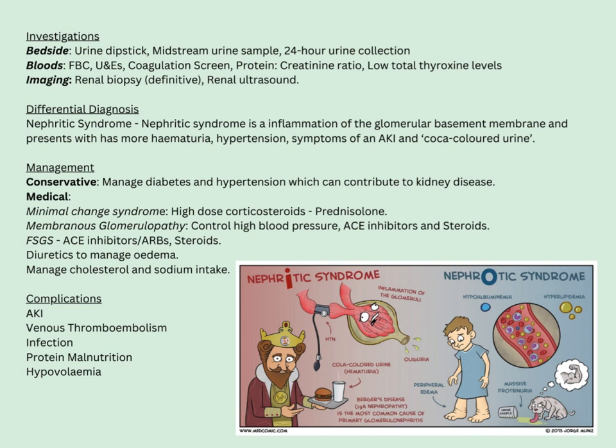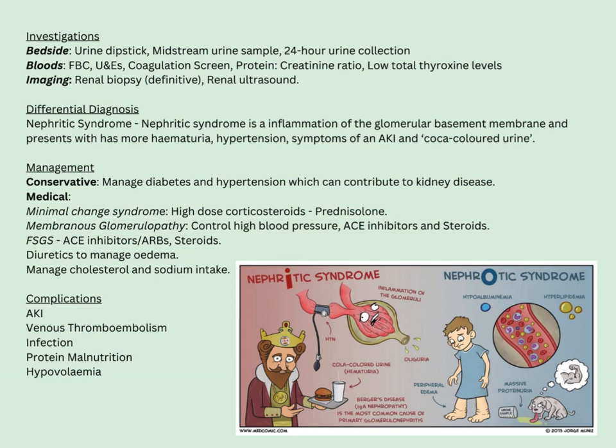So for minimal change syndrome, we want to treat the patient with high-dose corticosteroids, particularly prednisolone. For membranous glomerular nephropathy, we want to control the high blood pressure, so give them ACE inhibitors as well as control with steroids. And for focal segmental glomerulosclerosis, again, we want to treat the underlying conditions, so reduce hypertension through prescribing ACE inhibitors and angiotensin receptor 2 blockers, and steroids to reduce any inflammation.